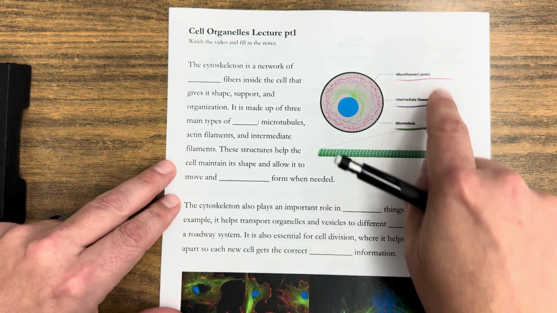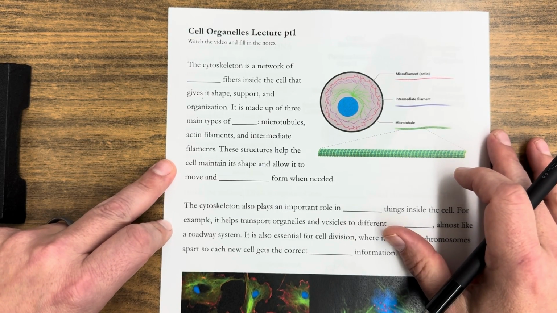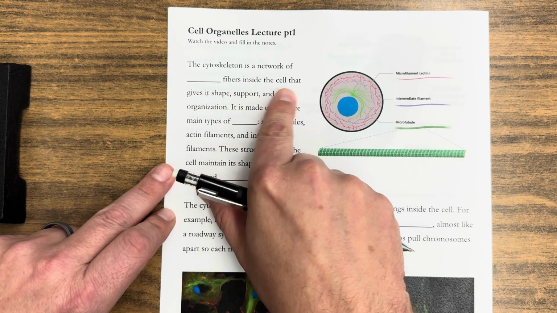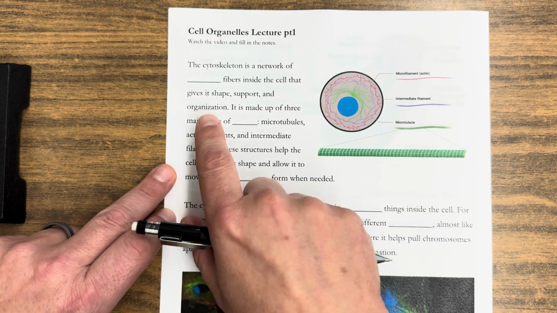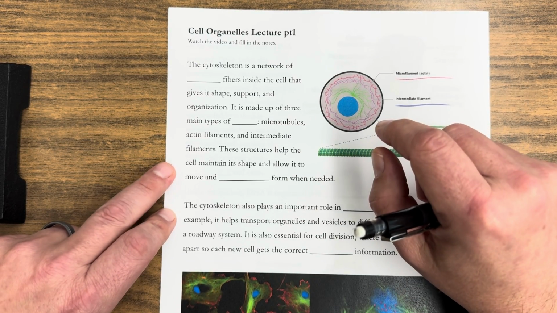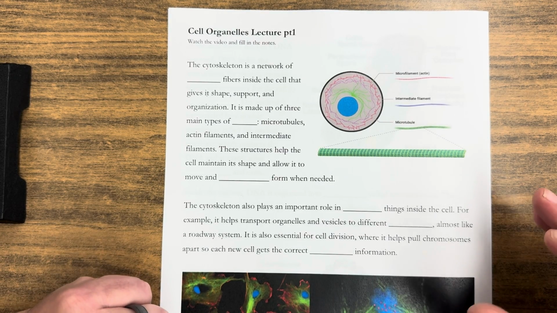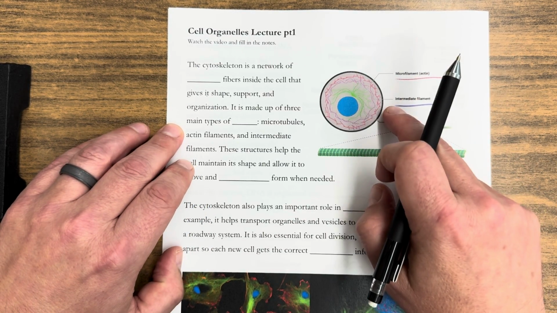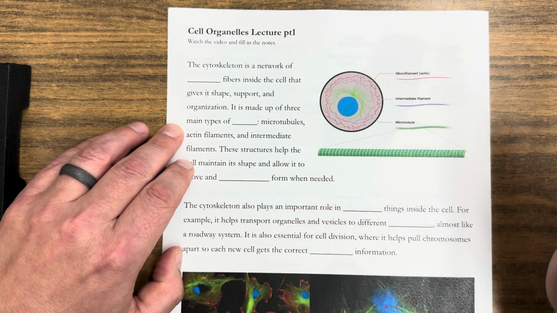All right, and we're starting with kind of the skeleton of the cell, the cytoskeleton. The cytoskeleton is a network of protein fibers inside the cell that gives it shape, support, and organization. So just like our skeleton, you have support there, which allows us to move around, and it provides support against gravity. But in this particular case, they can also be used to move stuff through the cell, like a railway system.